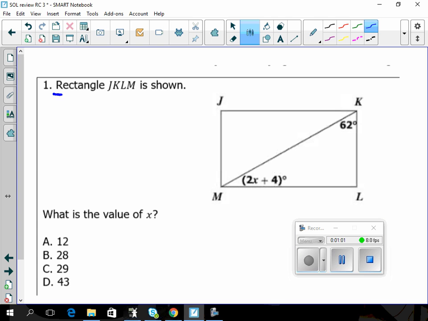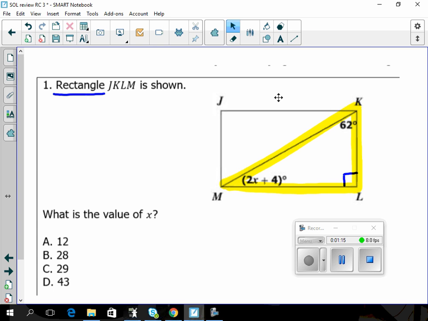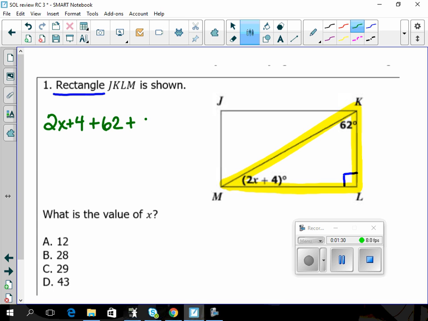Number one has a keyword of rectangle, and in a rectangle we know that we have a 90-degree angle. We also know that I have a triangle now where I have three angles labeled. So what I'm looking for in this case is to write an equation, and this is the part that a lot of you did not do. I'm looking for an equation that all three angles, 2x plus 4, plus 62, plus the 90-degree angle is equal to 180. So really without some form of this equation, I really wasn't sure whether you really knew what you were doing or again just guessing.